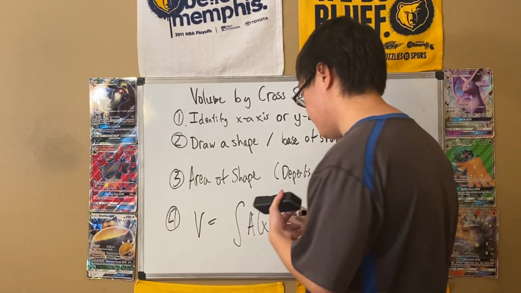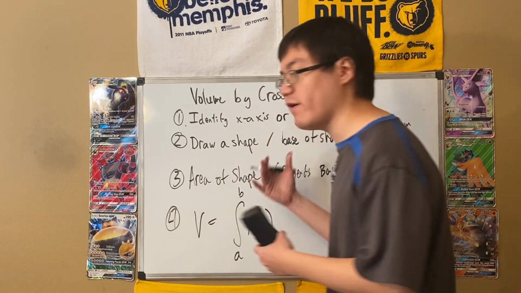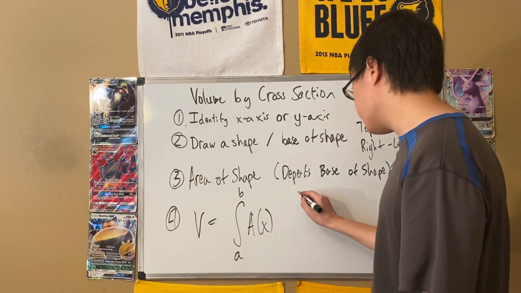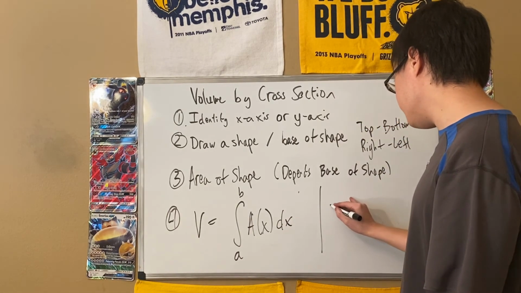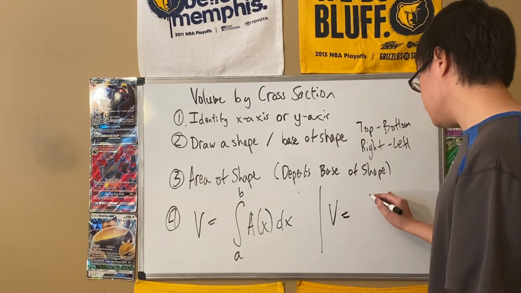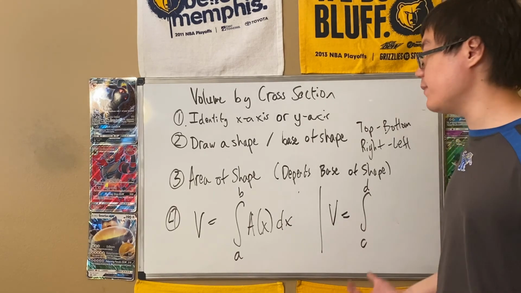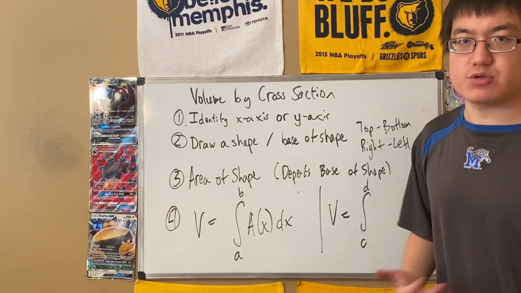So it's going to be a to b, where these are x coordinates. So what's the leftmost x of the region? What's the rightmost x of the region? And of course, if we are dealing with y's, then we're going to have volume be the integral from c to d. I'm just using different letters to remind myself again, if I choose the y-axis, that's not actually a choice, that's a given.